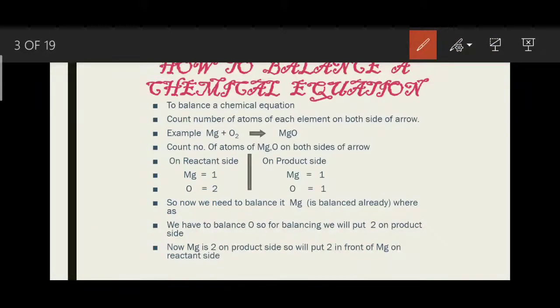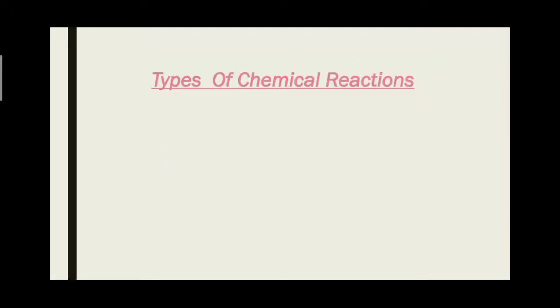I have not written the balanced equation here, so I am balancing it here. Now 2 Mg plus O2 gives us 2 MgO. This is a perfectly balanced equation. Balancing was really very easy. Just for explaining it has gone long, but it will not take that much time to balance by ourselves. So let's see what's next.